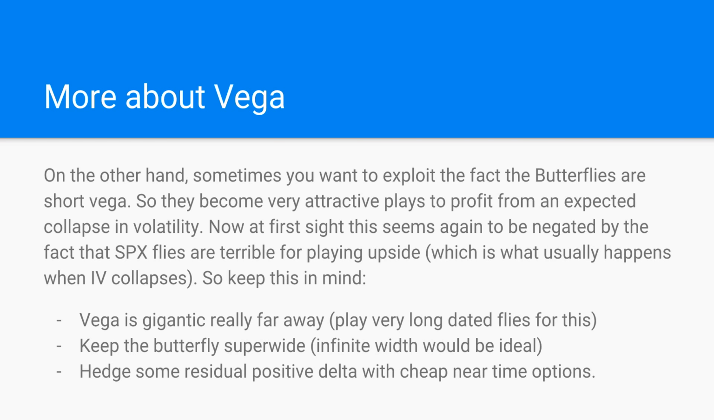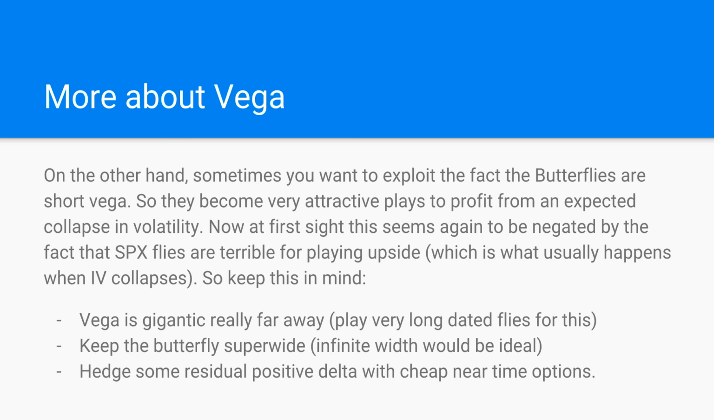For instance, Vega is very big the farther you go away. So if you go really far away, for instance 6 months or a year away, implied volatility will be gigantic. Vega will be so big that the negative dynamics of price will not do anything to them. You will benefit a lot from the collapse in Vega. And also keep the butterfly incredibly wide. I joke here and I said infinite width will be ideal. And yes, infinite width will be the perfect trade.